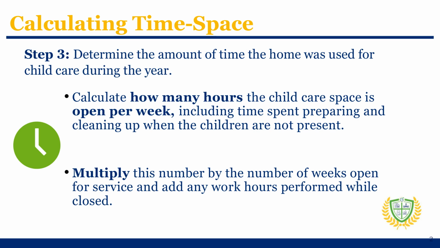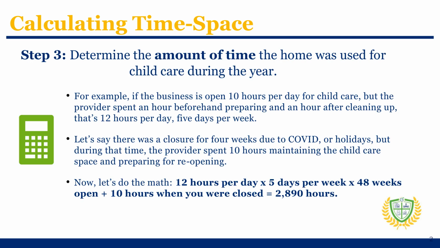Multiply this number by the number of weeks you were open for service and add any work hours you performed while you were closed. For example, if your business is open 10 hours per day for childcare, but you spend an hour beforehand preparing and an hour after cleaning up, that's 12 hours per day, 5 days per week. Let's say you closed for 4 weeks, but during that time, you spend 10 hours total maintaining the childcare space and preparing for reopening. Then comes the math: 12 hours per day times 5 days per week times 48 weeks open, plus 10 hours when you were closed, equals 2,890 hours.